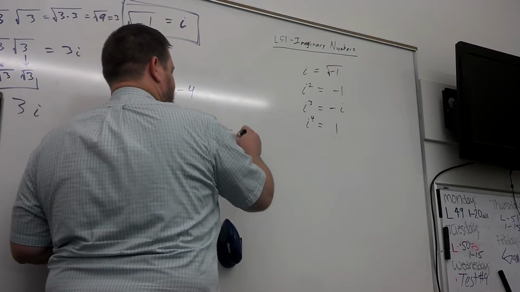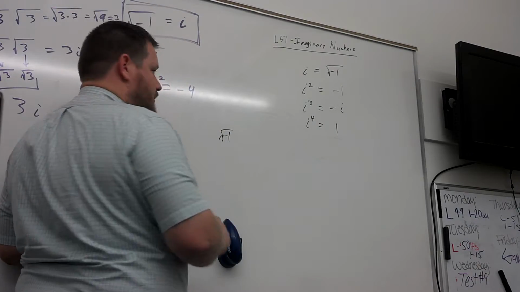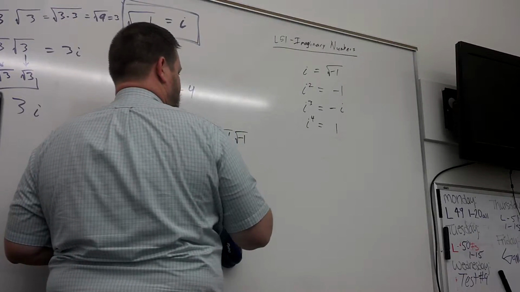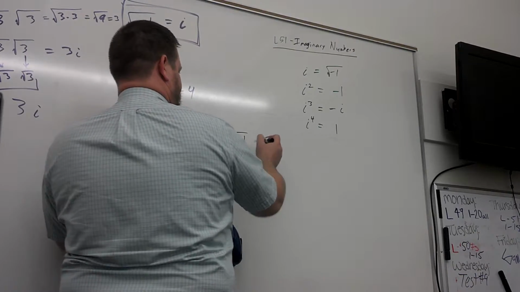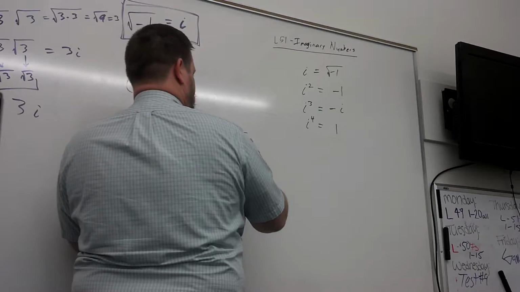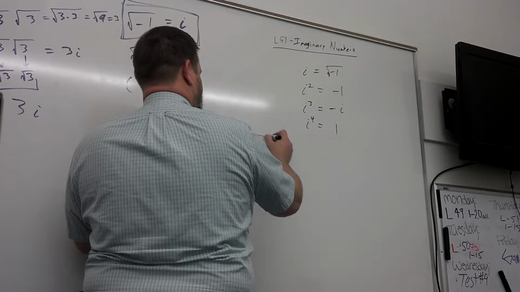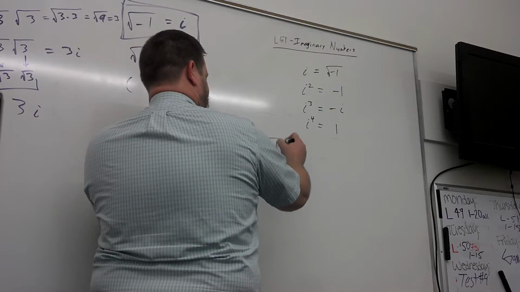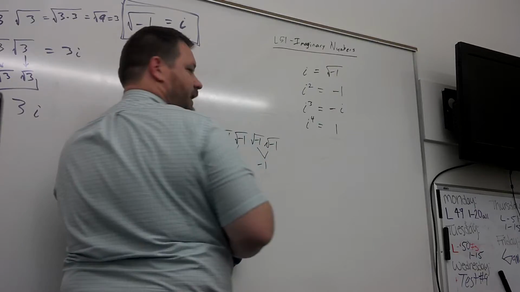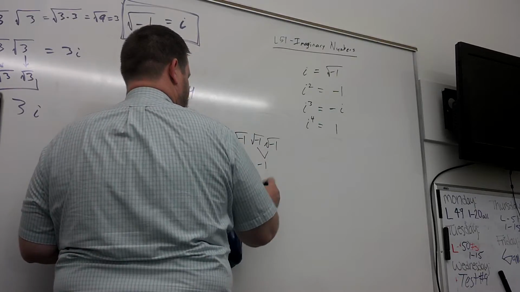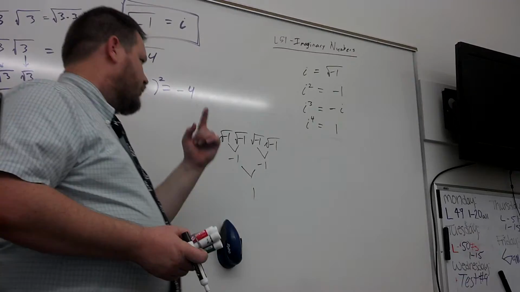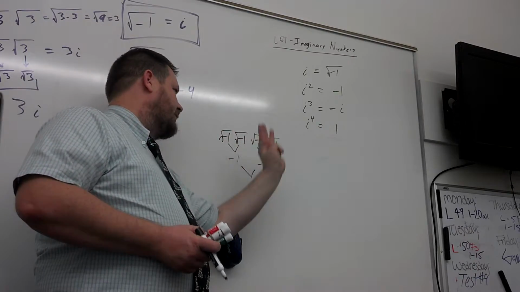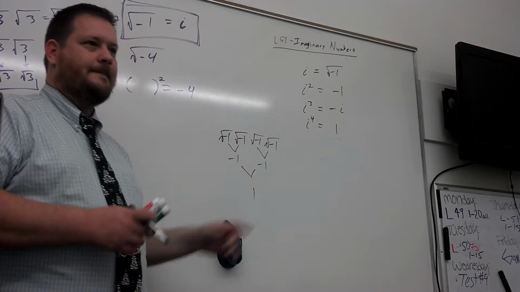So if you have the square root of negative 1, that's an i. Times the square root of negative 1, that's negative 1. If you multiply that by the square root of negative 1 and again by the square root of negative 1, you now have another negative 1. And when you multiply those together, you have just a 1. So the square root of negative 1 four times is 1.